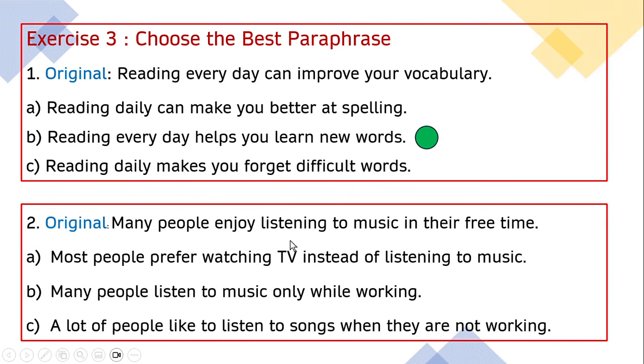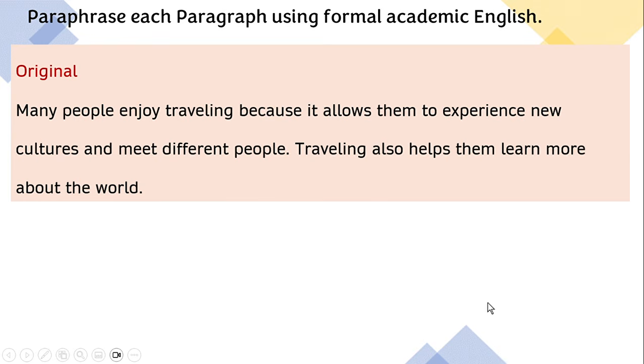Many people enjoy listening to music in their free time. Here, most people prefer watching TV instead of listening to music. This is different from the original one. Many people listen to music only while working. This is opposite to the original one, because the original says in their free time. But here, a lot of people like to listen to songs, which is music, when they are not working, and this is the correct one. In their free time means when they are not working.